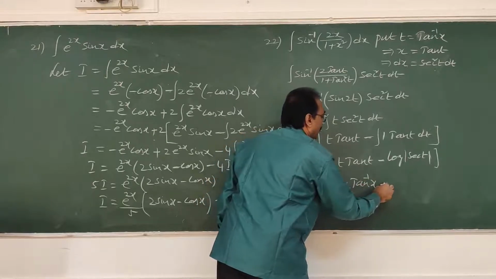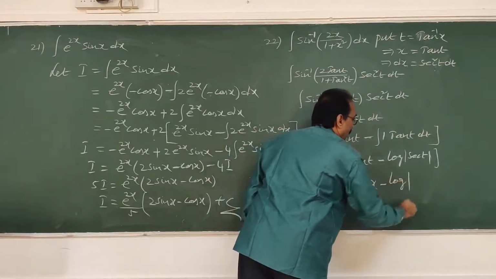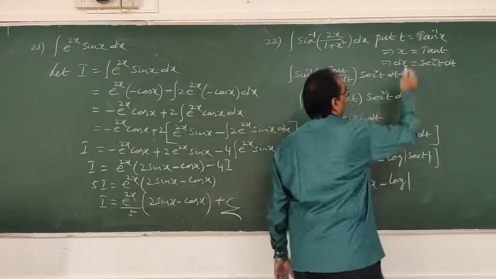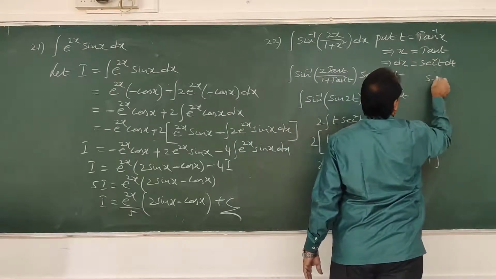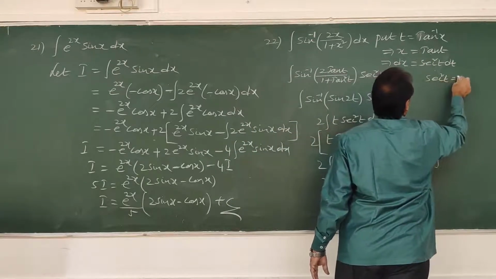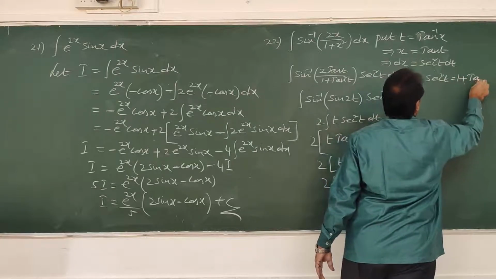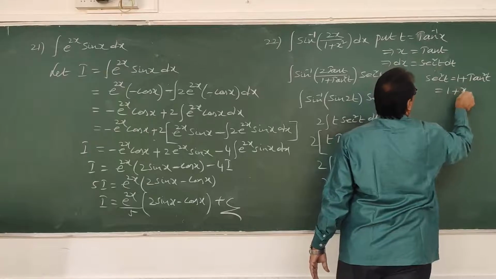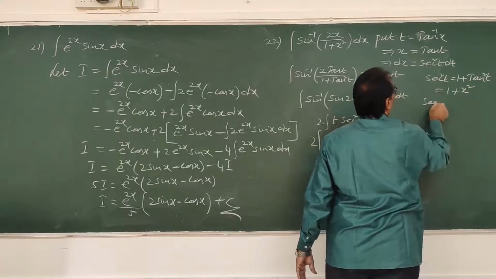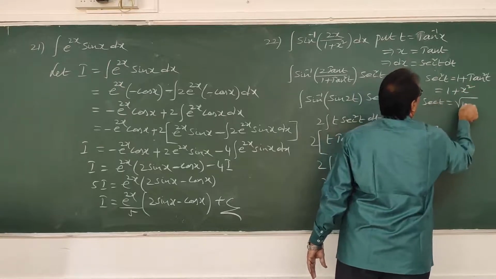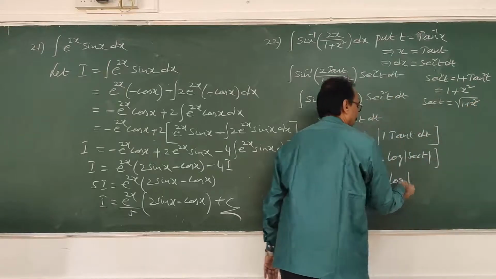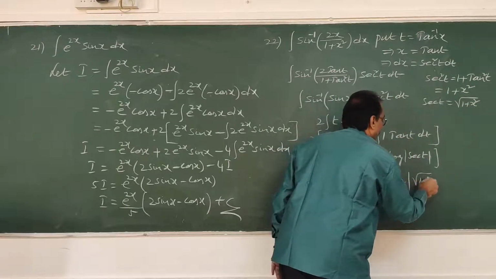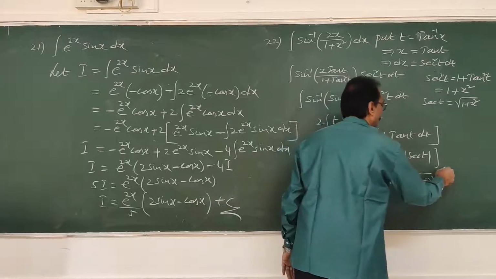Minus log of mod of secant t. Tan t means x. What is secant square t? Secant square t means 1 plus tan square t, denominator formula. So this is nothing but 1 plus x square. What is secant t now? Secant t is equal to root of 1 plus x square. That is nothing but root of 1 plus x square, whole, plus c.